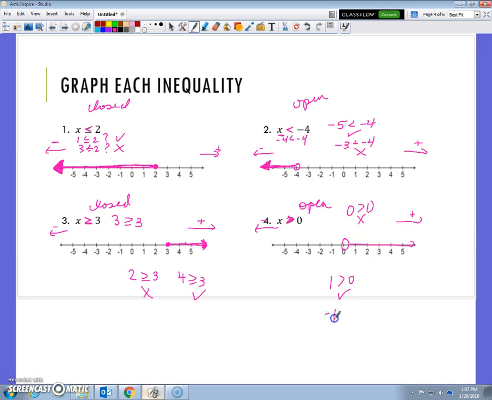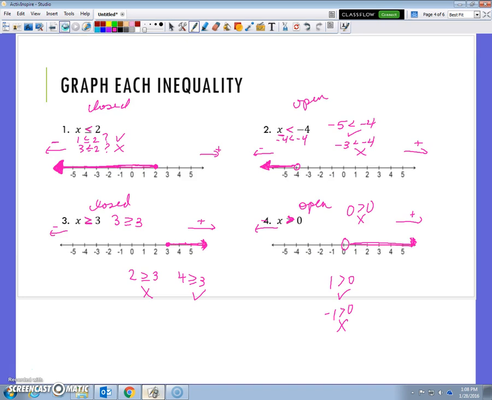Is -1 less than 0 or greater than 0? No, it's not. So I know I need to go to the right, and that's going to represent all my solutions, so I don't have to write all infinitely many of them down. And this arrow is important because that represents that there's more lower on the number line that are also going to be solutions.